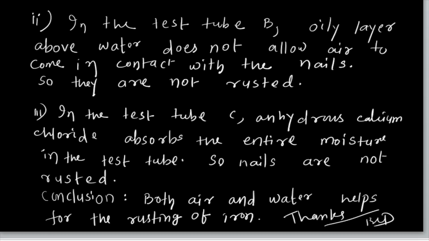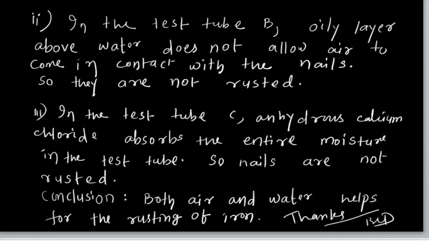Whereas in C, there is anhydrous calcium chloride. Anhydrous calcium chloride absorbs the entire moisture present in the test tube. So nails are not rusted. What is the conclusion? Both air and water help in the rusting of iron. Both air and water help in the rusting of iron.